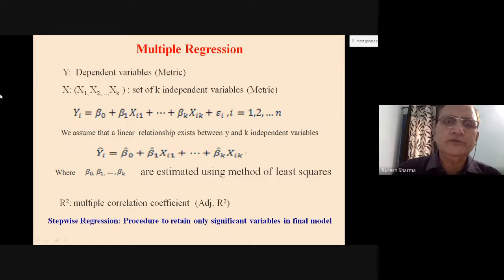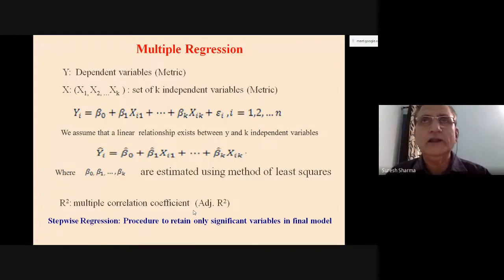And in such a situation, we compute what is called the multiple correlation coefficient, rather than in simple regression, where we simply look at R, the Pearson correlation coefficient, because we are looking at a linear relationship. So we compute that R. But in case of multiple regression, we compute the multiple correlation coefficient.